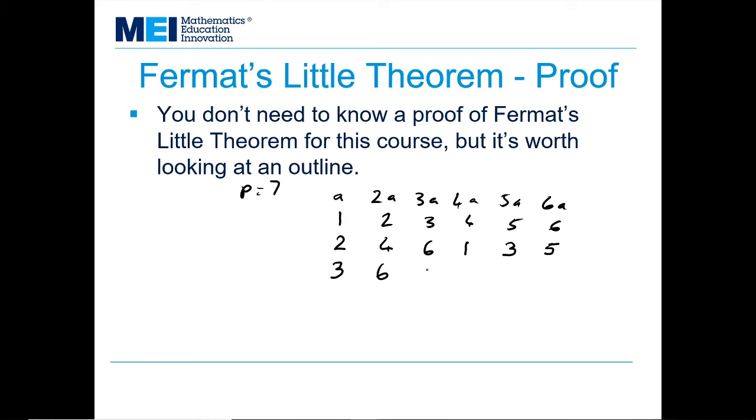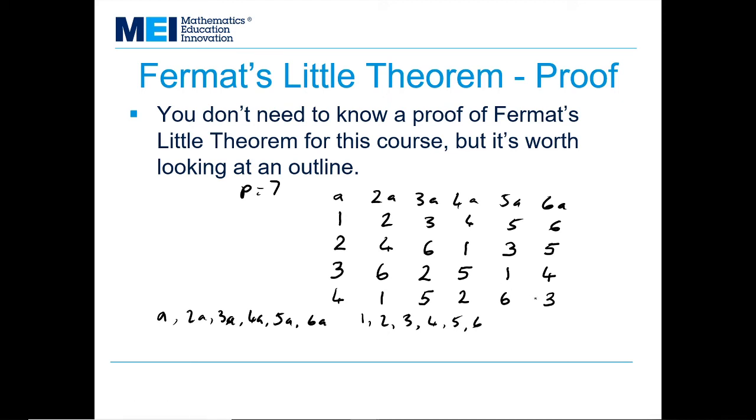So 3, 6, 9 is the same as 2, 12 becomes 5, 15 becomes 1 because it's 1 more than 14, and 18 becomes 4. And as I fill this in, I hope you can see that on each line I'm just getting the digits 1, 2, 3, 4, 5 and 6 permuted somehow. So this means that whatever value I choose for a, a, 2a, 3a, 4a, 5a and 6a gives me the set of numbers 1, 2, 3, 4, 5 and 6 in some order mod p, mod 7 in this case.